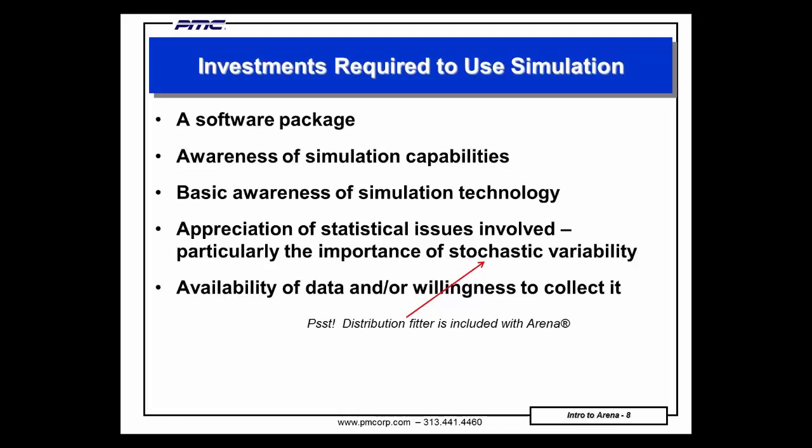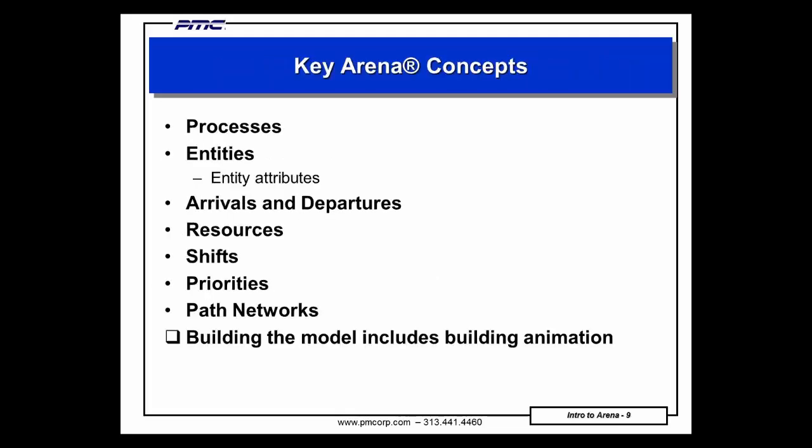Resources are seized and released, for example, at a process. Entities need, use, and monopolize resources. A resource might represent a runway at an airport, an MRI machine at a hospital, a machine in a factory, or a dock at a warehouse. The availability of resources can be controlled through shifts. Entities can define their priority by using different values for one of these attributes.